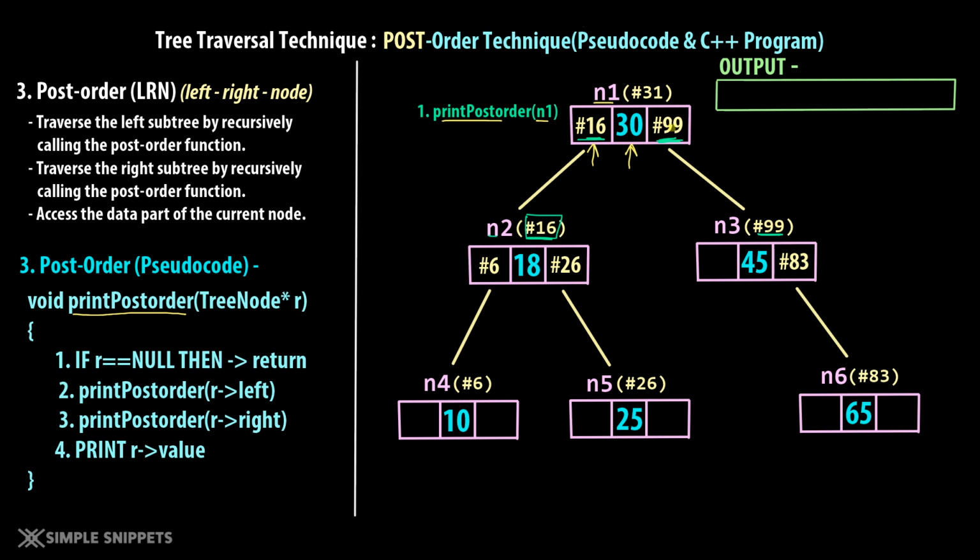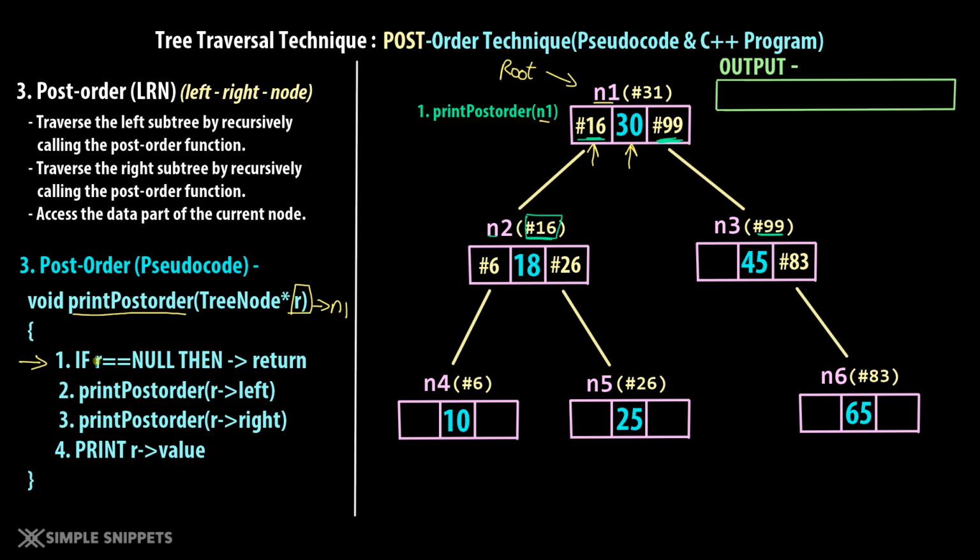Okay. So when you call the first print postorder function, you will pass the root node because we will always start the traversing from the root node. So you're passing n1. Okay. Alright. So let's see how this function proceeds. When you start with the execution for the first time, that is the first print postorder, the first step is if r equals null, then return. So r this time is going to be n1, right? So r is nothing but n1.